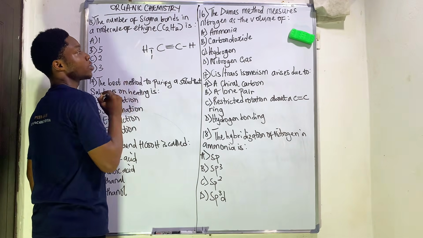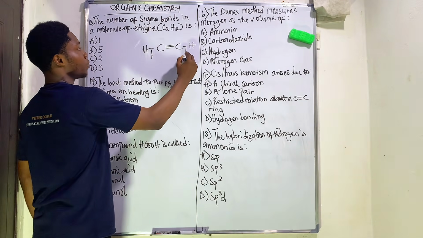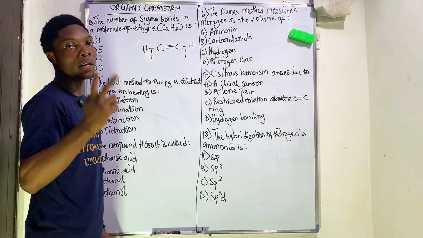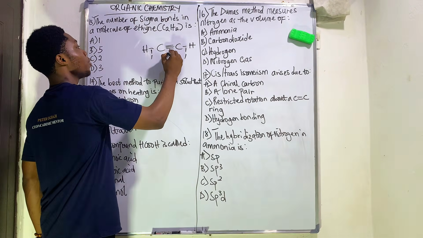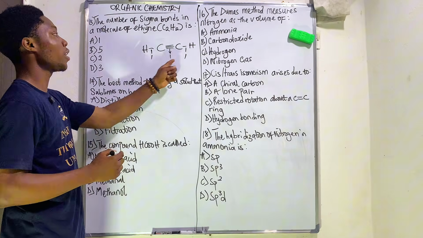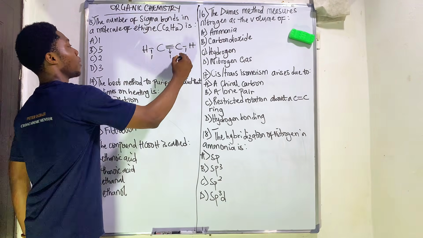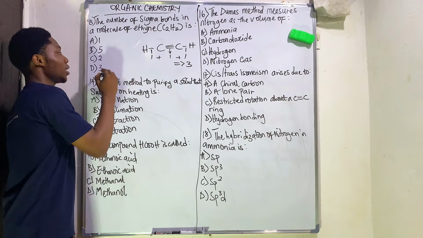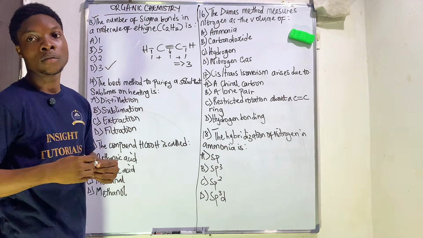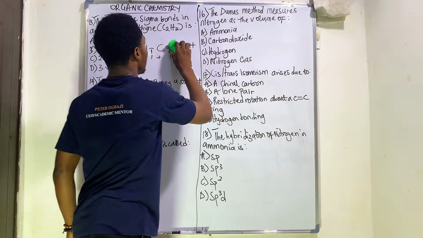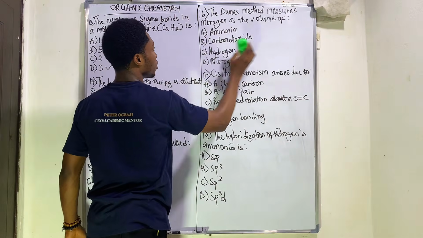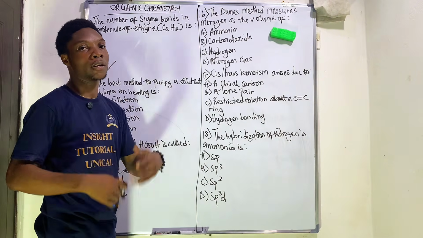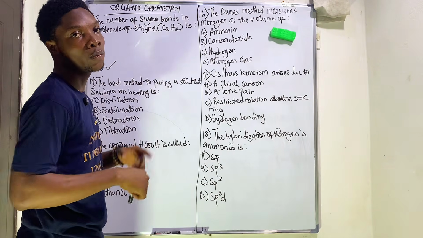So this gives us one sigma bond. This is another single bond. We have one sigma bond. And in this triple bond, there's one sigma bond and two pi bonds. So from this triple bond, we have one sigma bond. So together, that gives us three sigma bonds. Alright? So in total, there are three sigma bonds in ethyne. Right? So you just need to know that a single covalent bond has one sigma bond, a double covalent bond has one sigma bond and one pi bond, and a triple covalent bond has one sigma bond and two pi bonds.